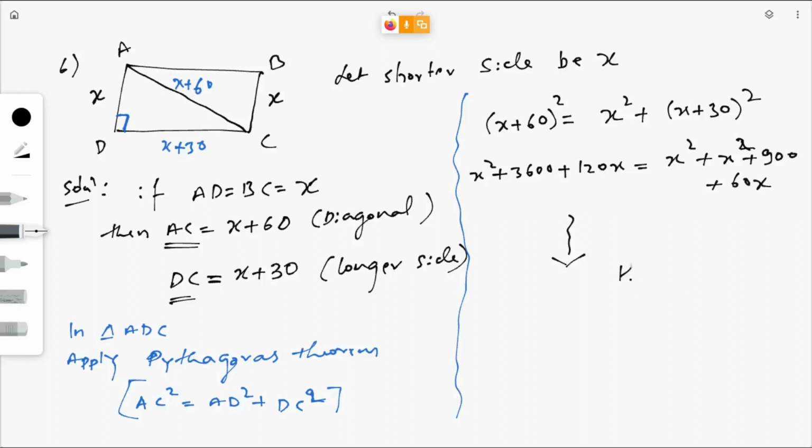The next part is the homework. Copy till here, the remaining part is homework. Find a quadratic equation and then solve.